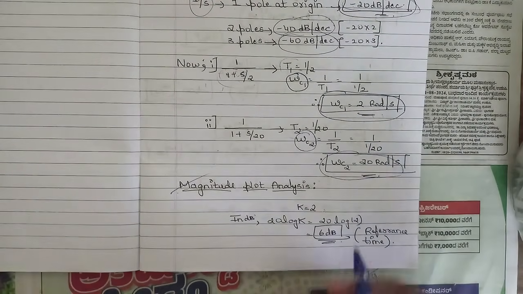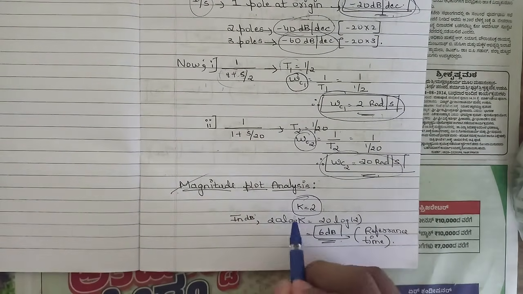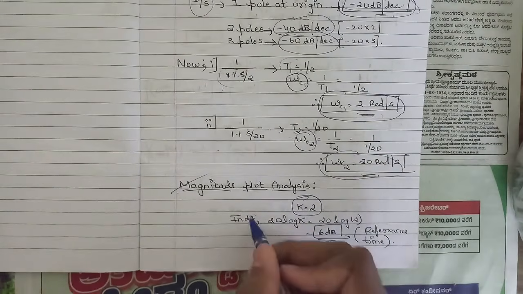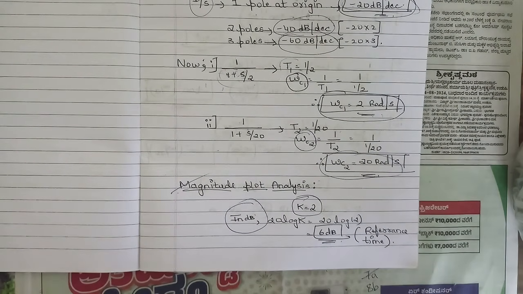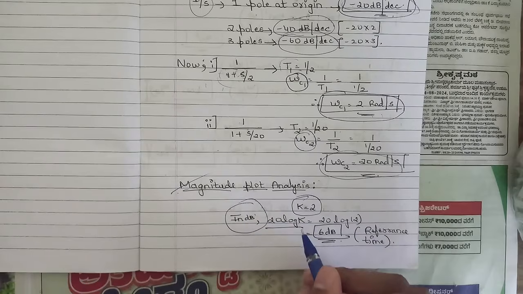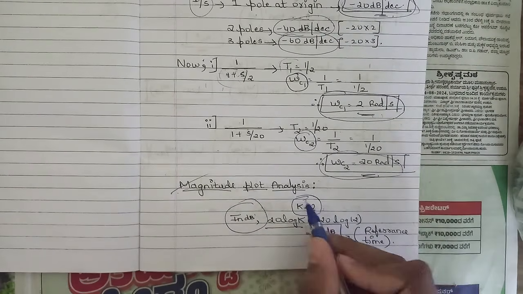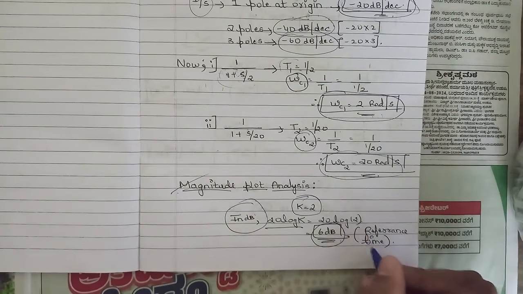For this magnitude plot analysis, what we should be doing is take the value of k which you have got initially, that is k is equal to 2, then try to write this k is equal to 2 in decibels. Since in the semi-log graph sheet, the Bode plot we should be representing in decibels. So that's why in decibels this value of k should be represented as 20 log k, that is equal to 20 log of 2, which is approximately 6 dB per decade.